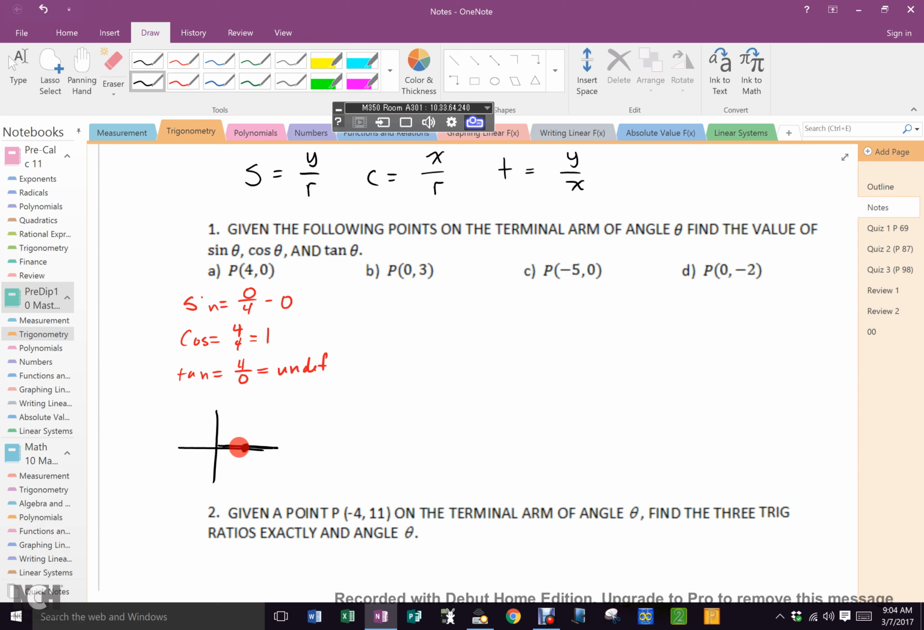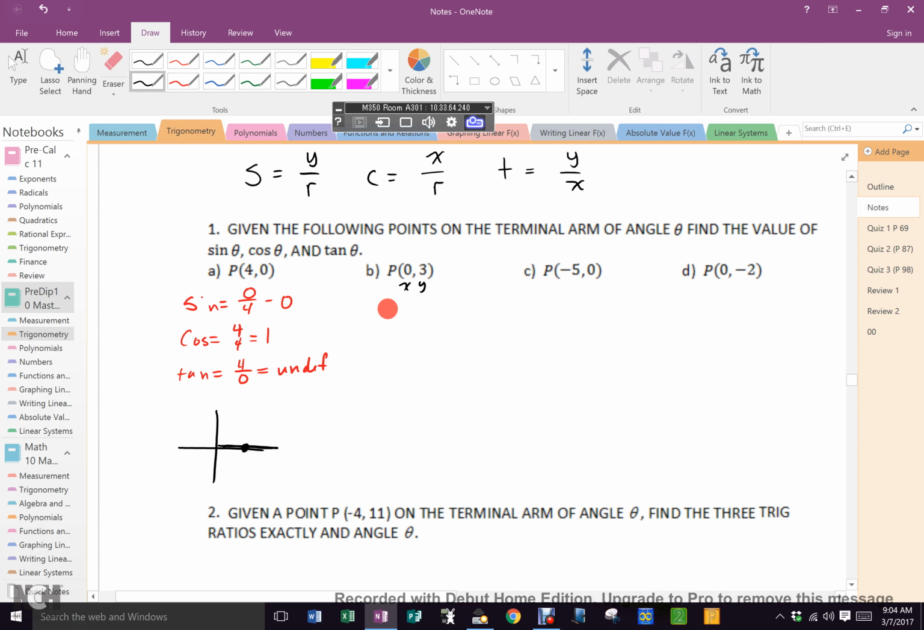What is the sine of 180? Even though you know it, you're looking at it right here. What is the sine of 180? 0, just like we knew it to be, right? Okay, this one.